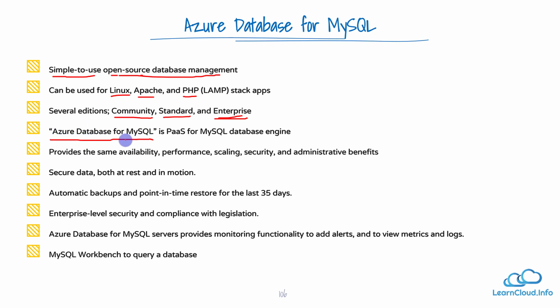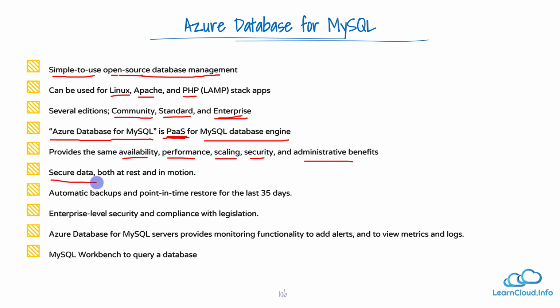So we create a resource, or an instance, of this particular service in Azure. This is a PaaS service, platform as a service. And of course this uses the MySQL database engine in Azure. PaaS service means it is managed by Azure. So that means all the availability, performance, scaling, security, administrative, all kinds of maintenance work, everything will be taken care of by Azure. All we have to do is just focus on the development.